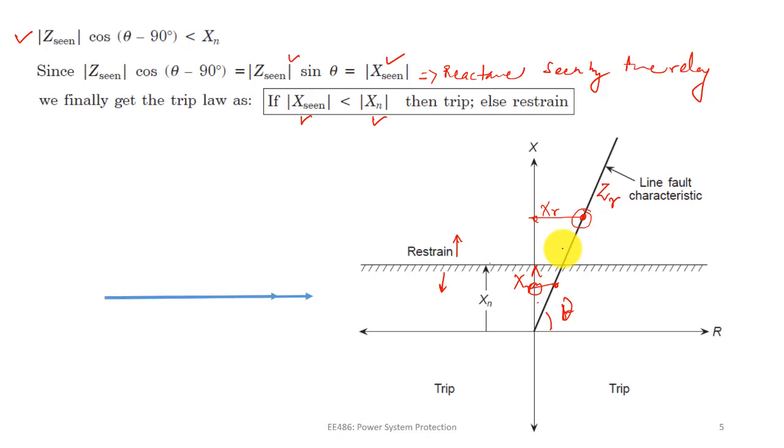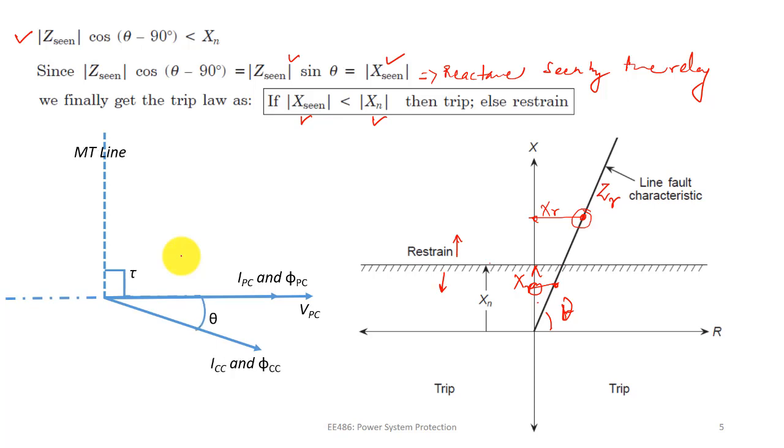And how we can make tau equal to 90 degree, just by making IPC in reference with VPC. We can make this maximum torque line, this MT line, as 90 degree with respect to VPC, and that is this tau will become 90 degree, right? And here theta is nothing but the angle between VPC and ICC. Okay, so this is the phasor diagram, and under this condition we found the trip law. Okay, so this is how this relay can be implemented now using these equations.